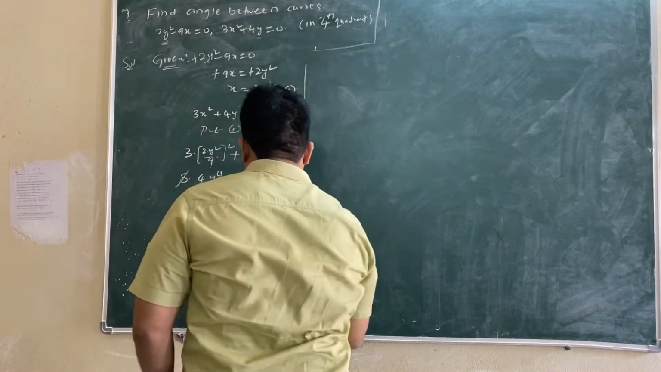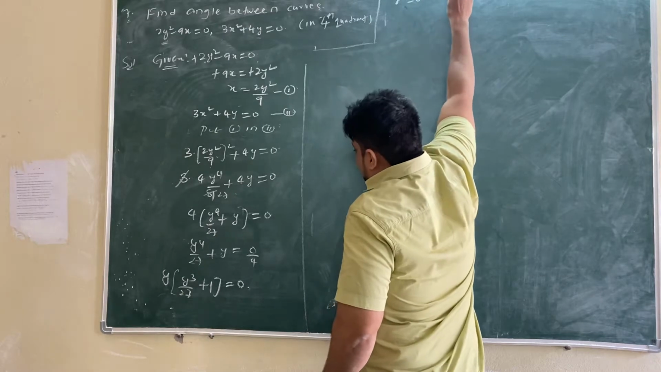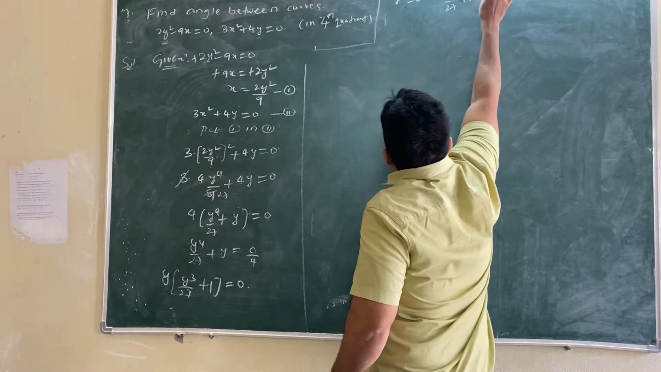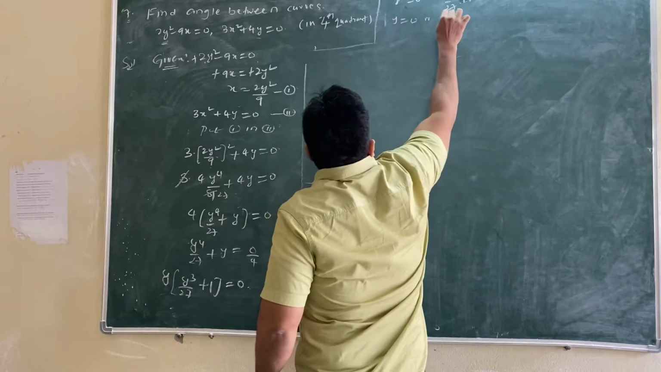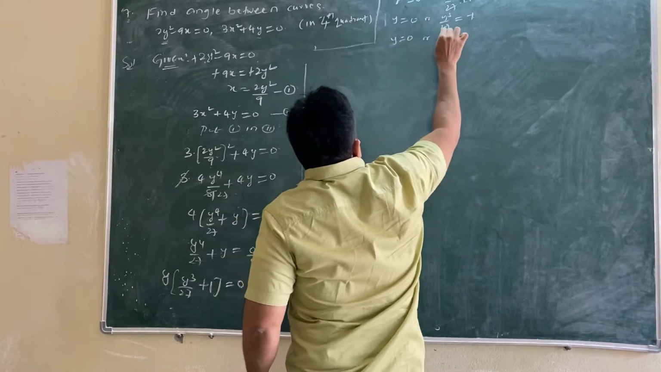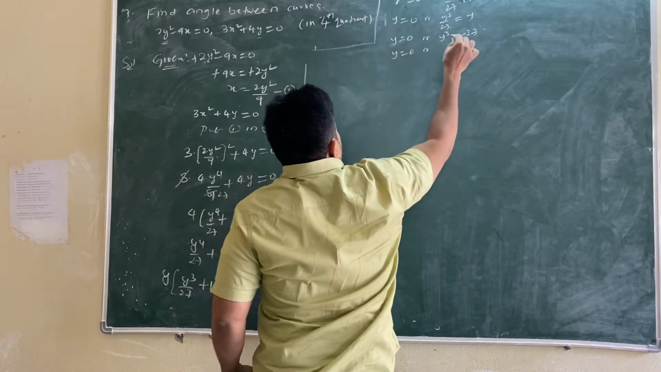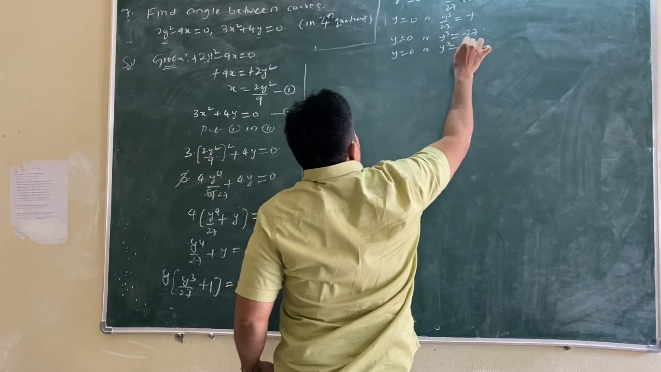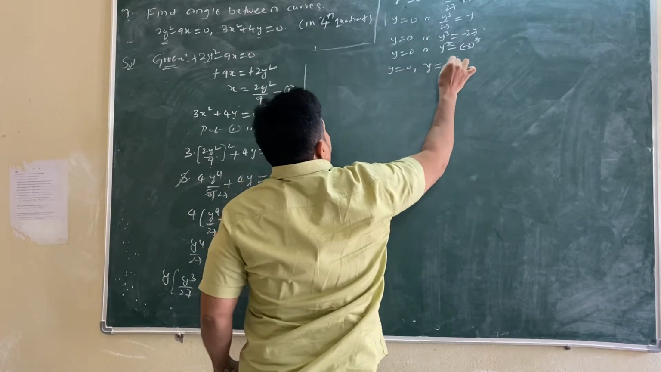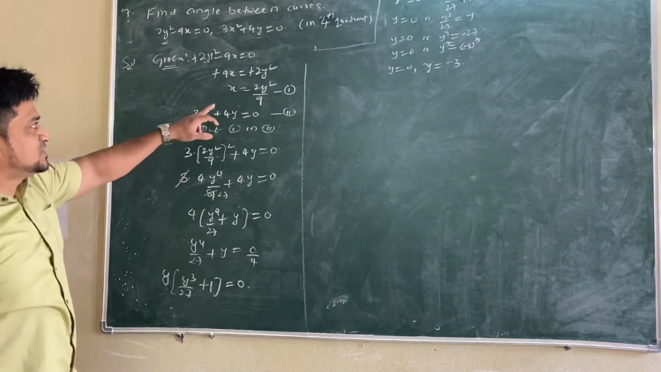Now what we have? First one y equal to 0 or y cube by 27 plus 1 equals to 0. Y is equals to 0 or y cube by 27 equals to minus 1. Y equal to 0 or y cube equals to minus 27. Y is equal to 0 or y cube equals to minus 3 cube. Y is 0 and y is minus 3. How many values of y we got? 2 values. Now we can substitute here.